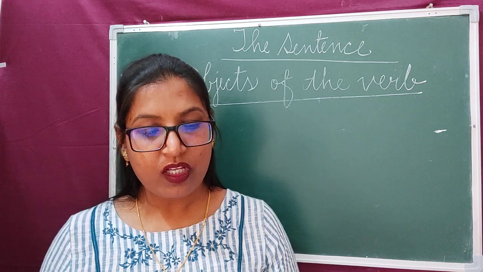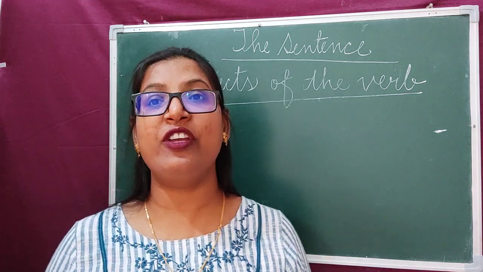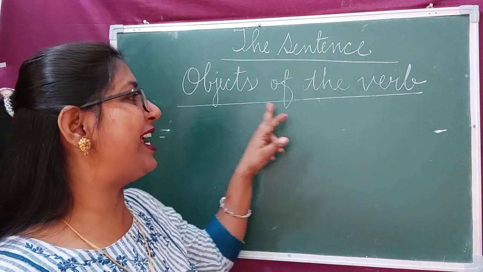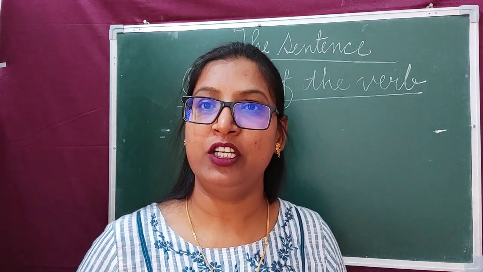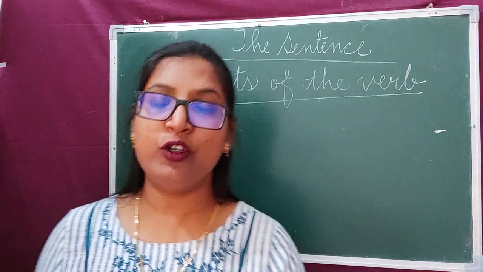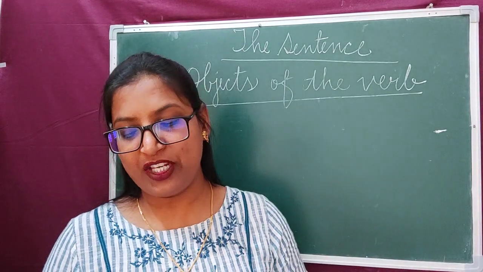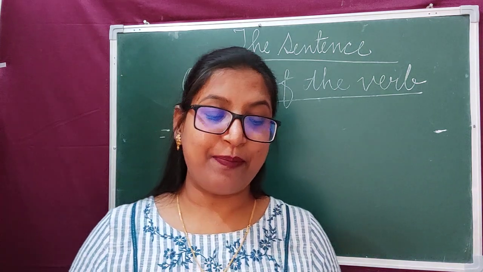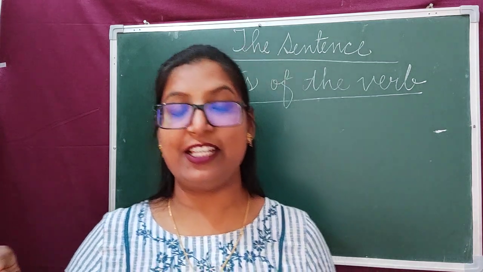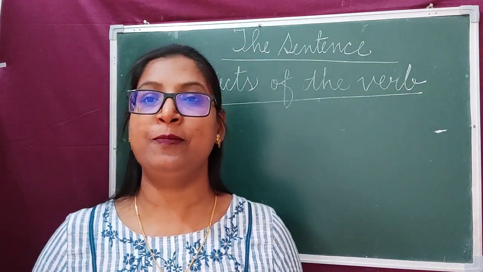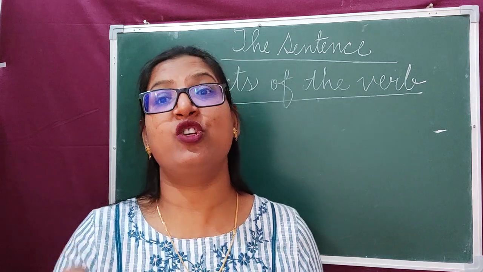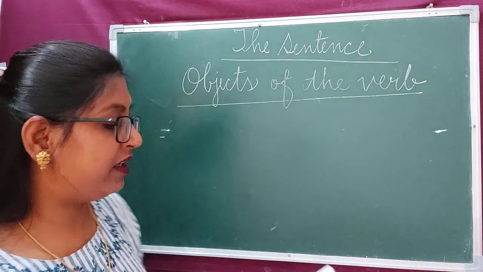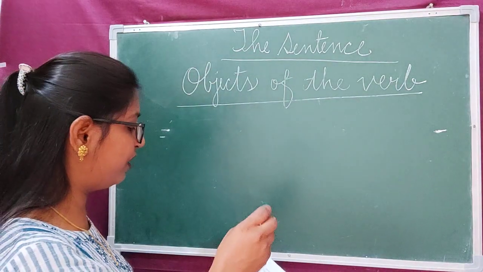Now, dear children, we are going to study the new topic of the same chapter, that is objects of the verb. Objects of the verb. Dear children, objects complete the meaning of the sentence when a particular type of verb is used. An object helps the verb to complete its meaning. We'll study through an example. Clear? I write the example here on the board.